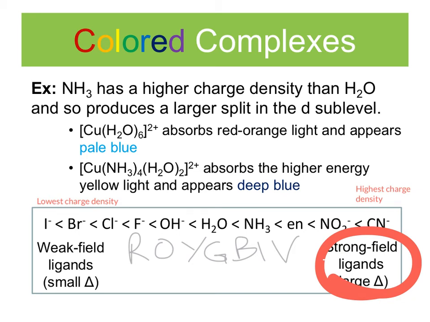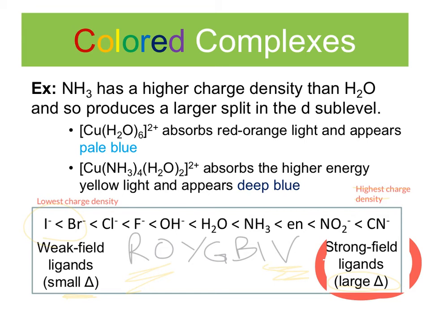Let's take this one last step and tie the splitting in the d orbital to the color. Now, the higher the charge density that we have, the stronger the split will be, the larger the difference will be between the ground state and the excited state. That means it will absorb higher energy colors, like on the violet end of the spectrum. Whereas something like iodine or bromine, which has a very low electron density or charge density, is going to absorb lower energy colors like red or orange, since there's a very small difference between the ground and excited state in the d orbitals.